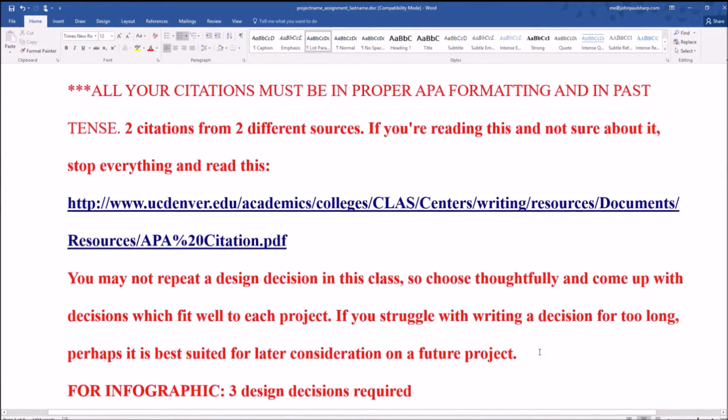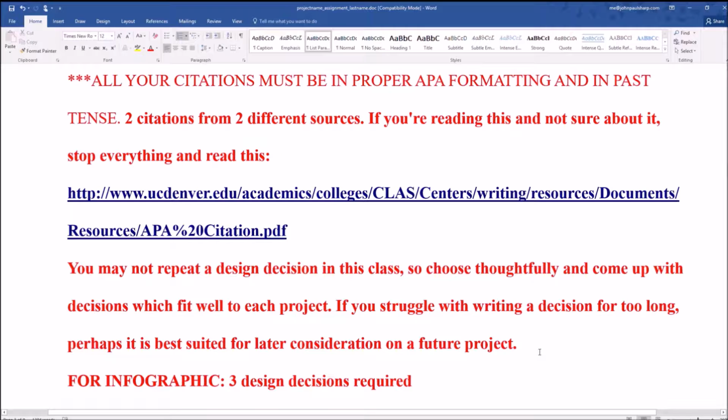Now, every single design decision must contain 2 citations from 2 different sources. It must be in APA formatting and in past tense. The majority of your paper should be in past tense. You might be tempted to write about something in the future.